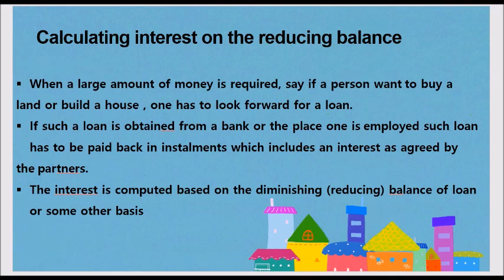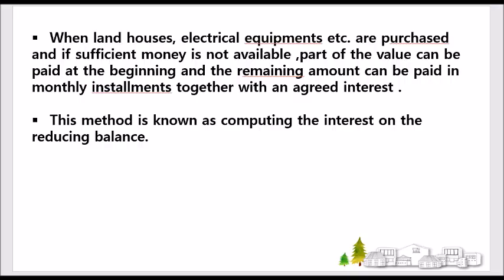The interest is computed based on the diminishing or reducing balance of the loan or some other basis. When land, houses, electrical equipment, etc. are purchased, and if sufficient money is not available, part of the value can be paid at the beginning and the remaining amount can be paid in monthly installments together with an agreed interest.